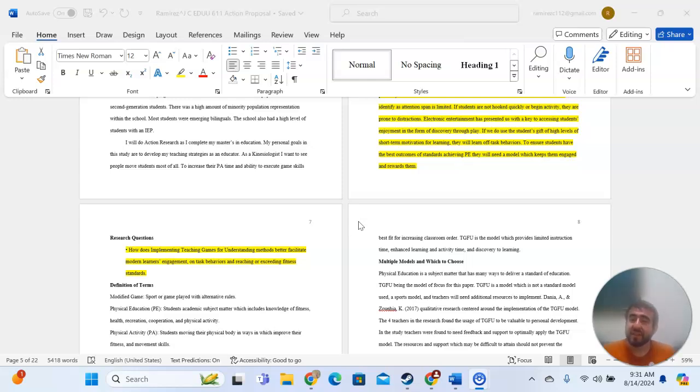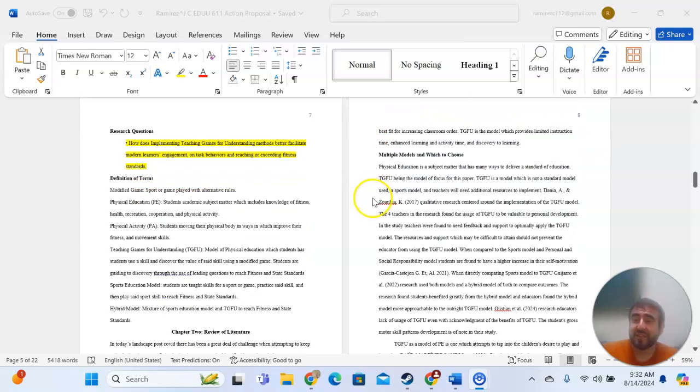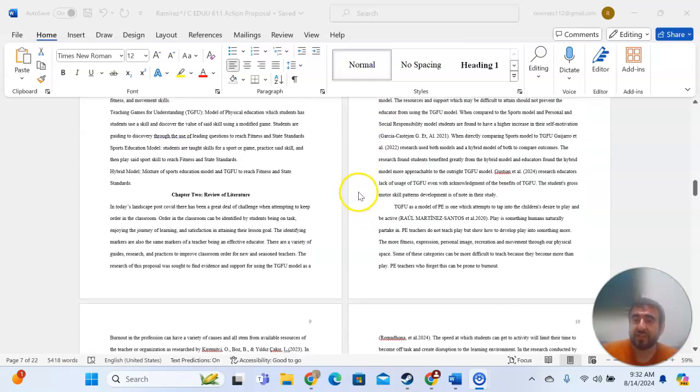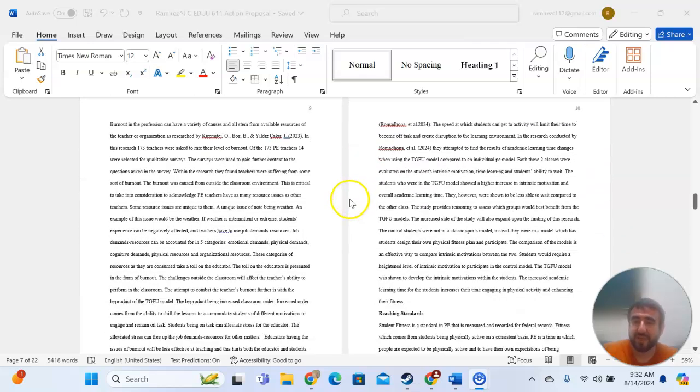And then on-task behaviors in a TGFU model allow quick ways to add challenges. In reality, it's students with these novel rules and this modified game, a game they've already played but with alterations that make it a little different, and they have to puzzle their way through how to get to it. And when we ask the questions, again, they will discover the lesson we were trying to get them to learn. That increased amount of time on the actual physical activity is where we get increased fitness standards and increased outcomes for their standards of education as far as psychomotor, cognitive, and affective domains are concerned.